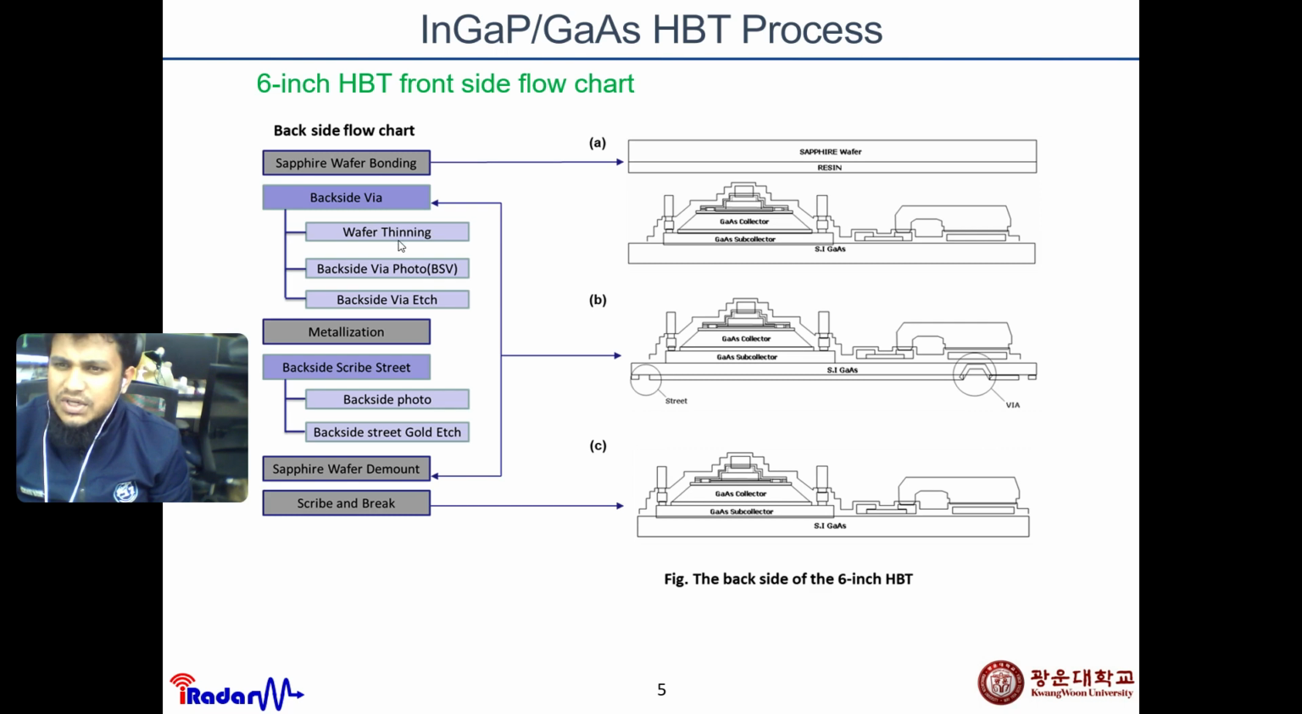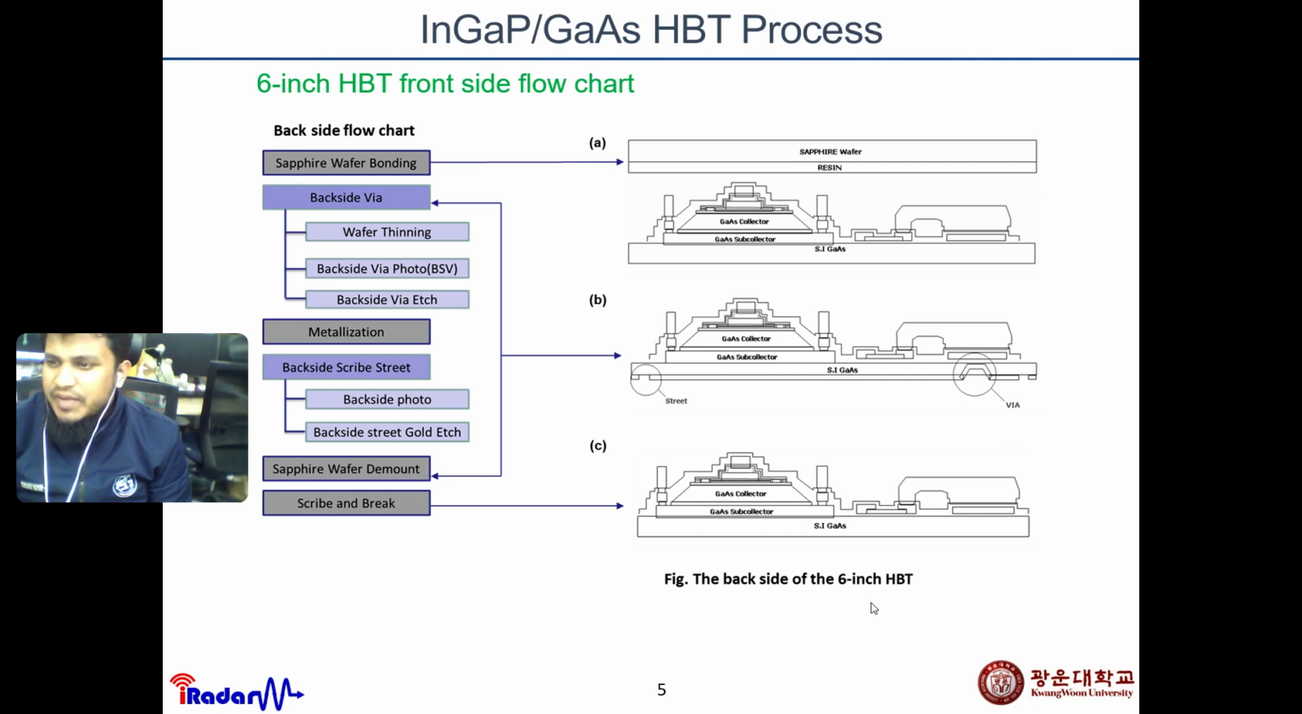Also, I have extended the flowchart here. From the back side flowchart, this is what we need to do. Sapphire wafer bonding: wafer means we need to put silicon or some substrate materials on the metal. On the back side we need to put vias in this IC design, and then metallization. In the middle we need the back side scrape, and we need to do the sapphire wafer demount at the last end, and scrape the backer.